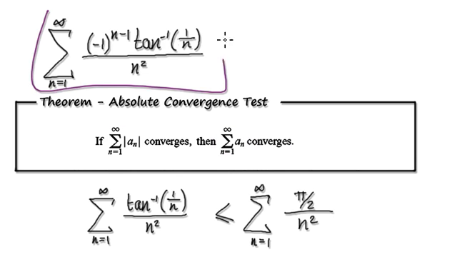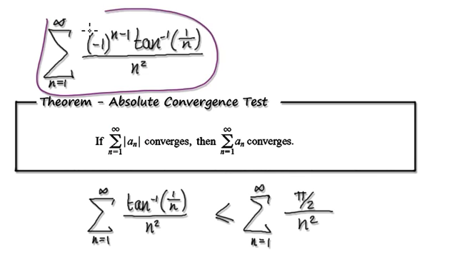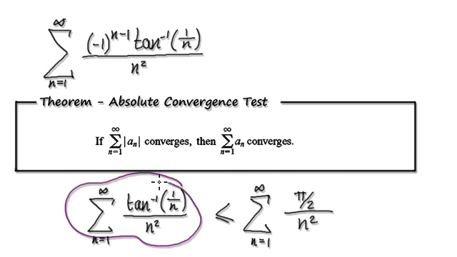So it's saying we need to investigate this. It's saying that we should look at the absolute version of what we're trying to investigate. So the absolute version of this would be this. Now, if this thing here converges, then the original thing will also converge. So let's look at the absolute version here.